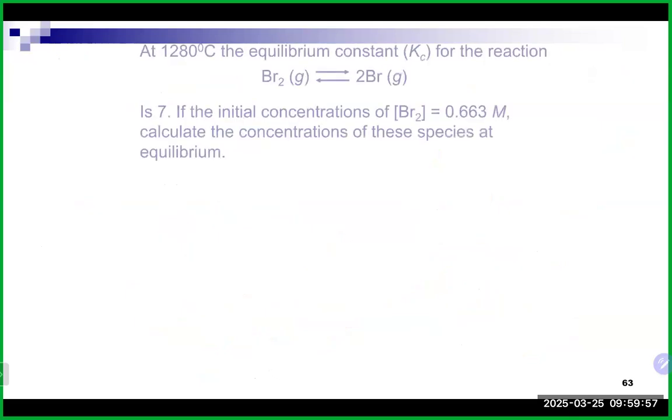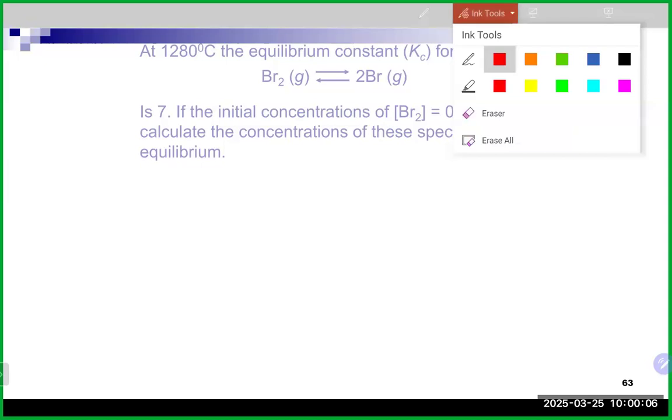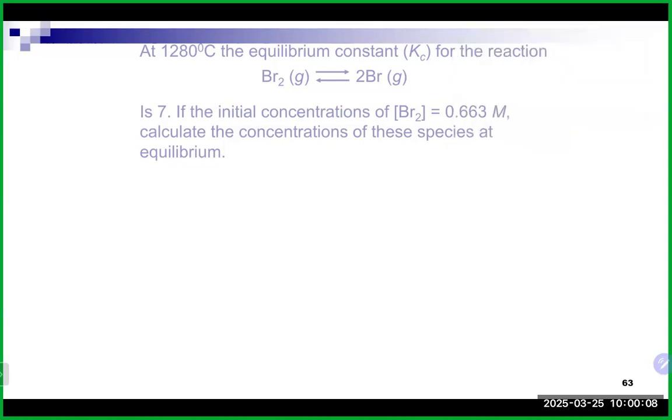All right, so I think we left off right about here. Let's go through this real example, unlike the one I made up last time, and talk about how we go about doing this. At 1280 degrees, the equilibrium constant for this reaction is 7. If the initial concentration of Br2 is 0.663 molar, we want to know the equilibrium concentrations of everybody.